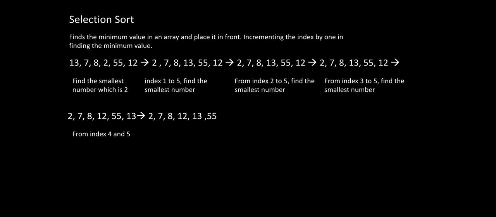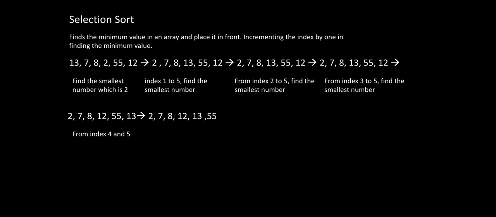So next we have here, we already swapped it, 2, 7, 8, 13, 55, and 12. From index 1 to 5, find the smallest number. So what is the smallest number? That is 7. And next, so 7 is already in this index 1, so it won't swap. So from index 2 to 5, find the smallest number. So 8. So 8 is on the index 2 now, so it won't swap now.